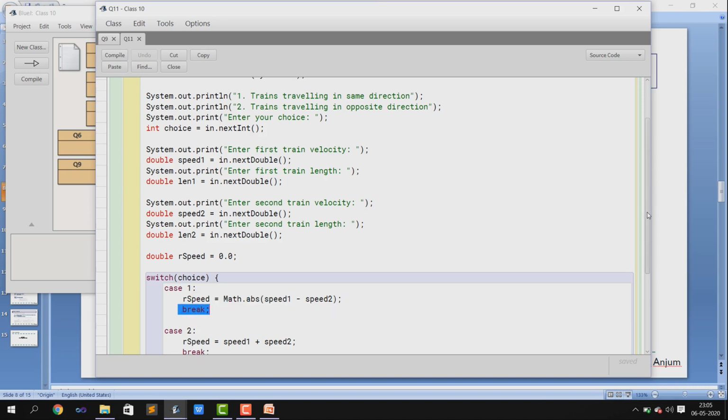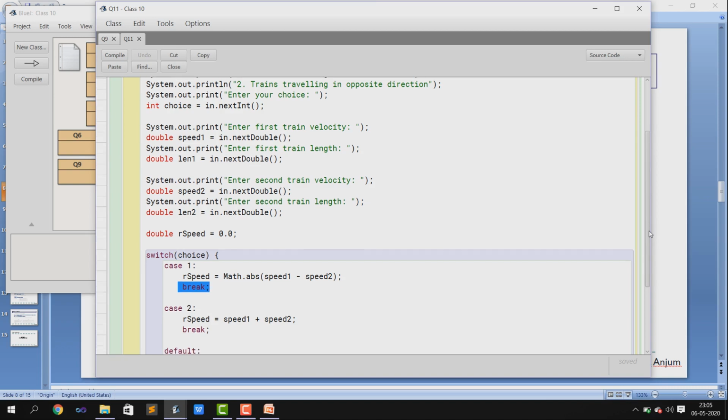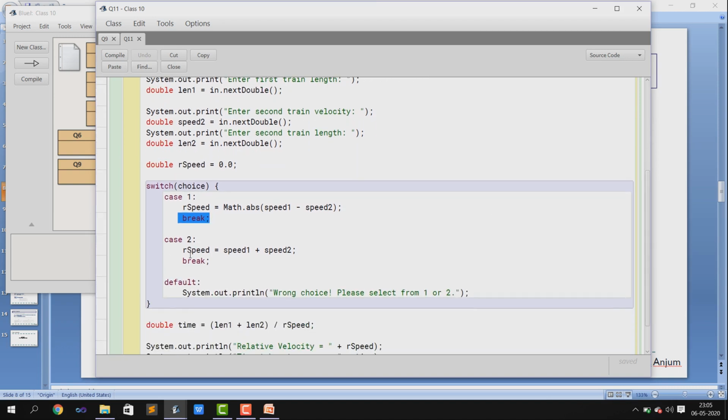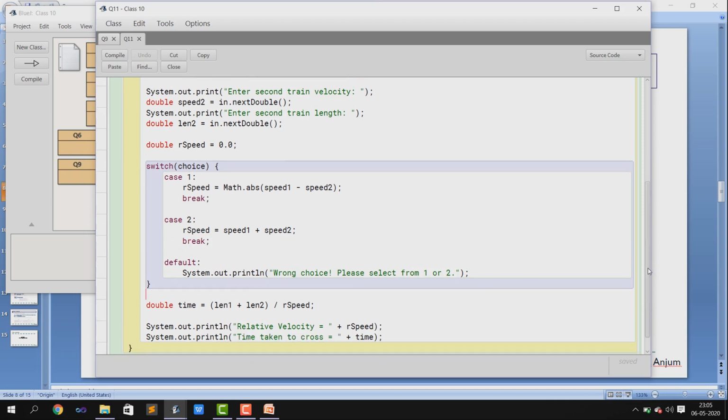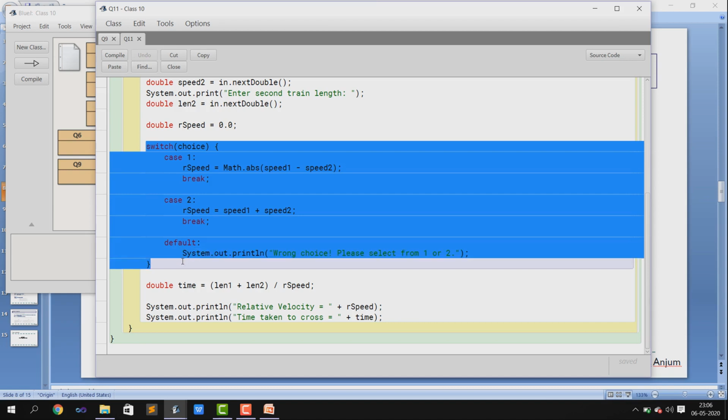Case number 2, when your trains were traveling in the opposite direction, so for finding the relative speed we have to add both the speeds, or you can say velocities. So students, over here see, rspeed equals speed1 plus speed2. No need to use Math.abs because there is no role of negativity over here. Now again break, and the default case: wrong choice, please select 1 or 2. Now we have completed our switch case. Both the cases we have done.